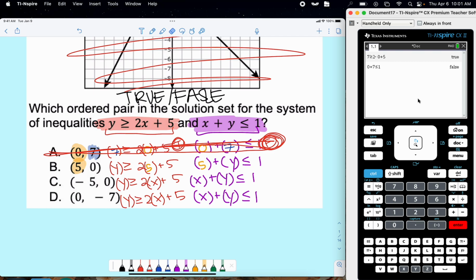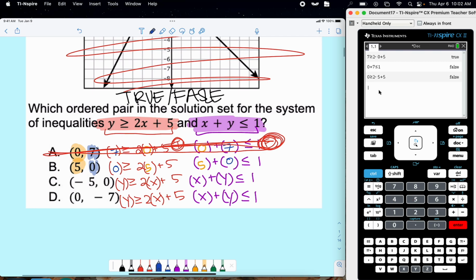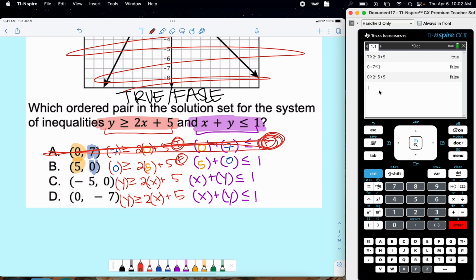Then we see y is 0. Anywhere you see a y, we're going to put 0. We're going to try true and false. So our first one is parentheses 0, control equals, we get the symbol we want, 2 parentheses 5 plus 5. That gave me false. That means I do not have to do the other one. If one comes back false, the whole thing is false.